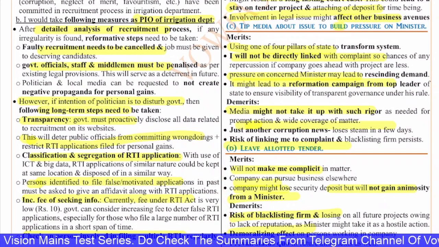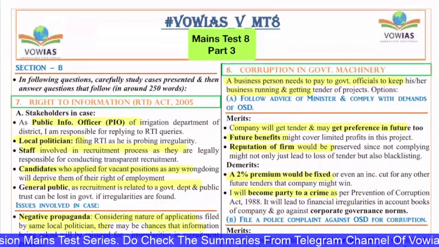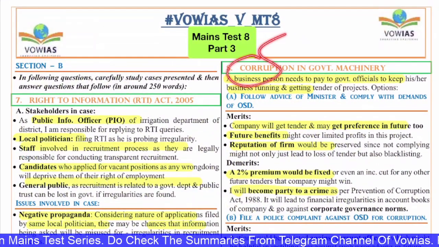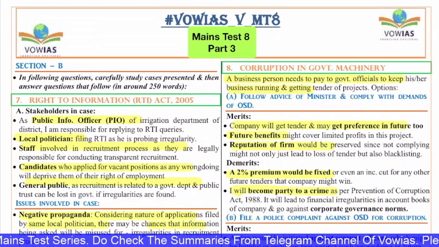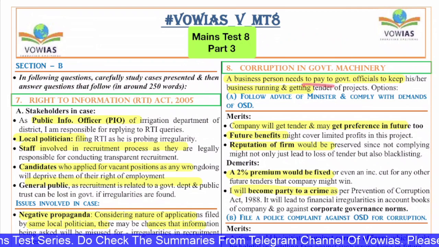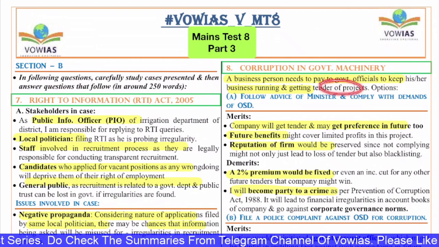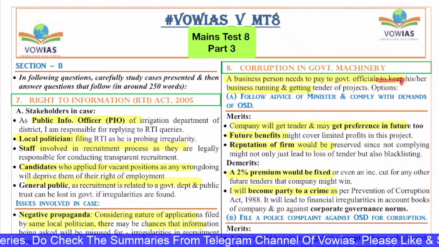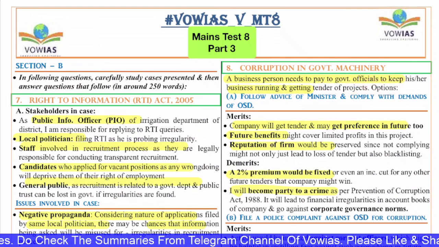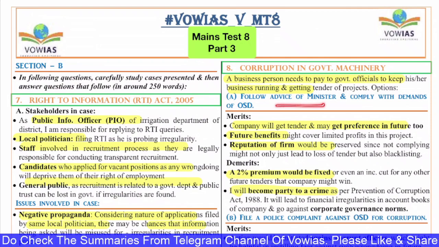Okay. Let's move on to the next question, and this is with regard to corruption in the government machinery. A business person needs to pay government officials to keep his or her business running and to get the tenders of the project. So what are the options with him? First is to follow the advice of the minister and comply with the demands.